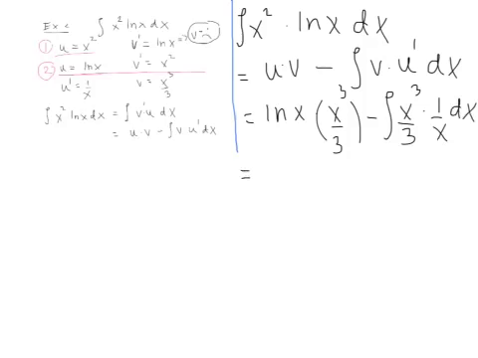So let's simplify this a little bit further. You've got x to the third log of x over 3 minus, we can pull out this 1/3 from the integral. And then x to the third times 1 over x is just x to the third divided by x, which is really just x squared. Alright, now we're almost done.